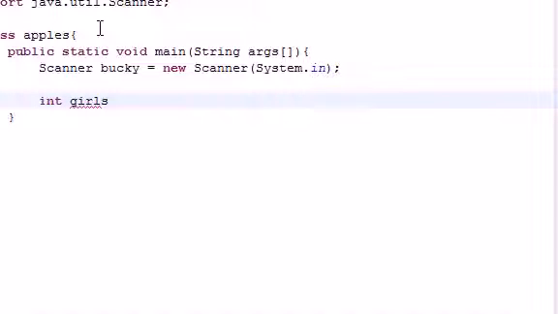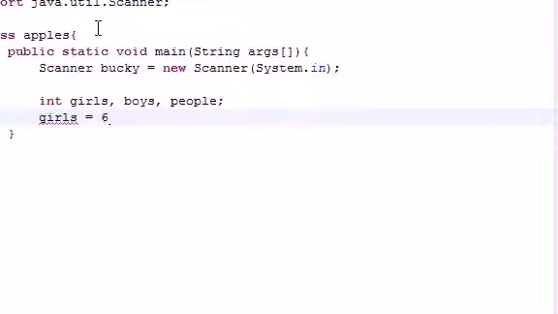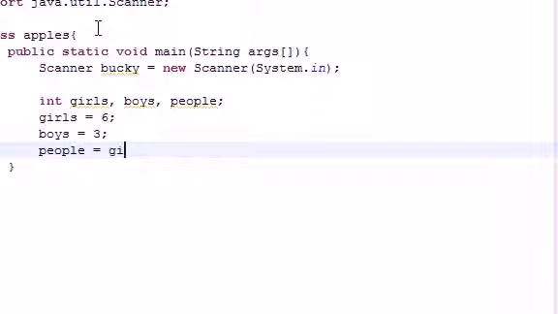Let's go ahead and make three variables: girls, boys, and people. And let's set these to some values. I'll start out by showing you all of the math operators. Girls equals 6, boys equals 3, and people equals girls plus boys.